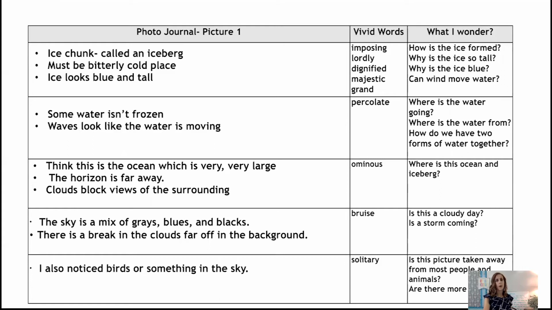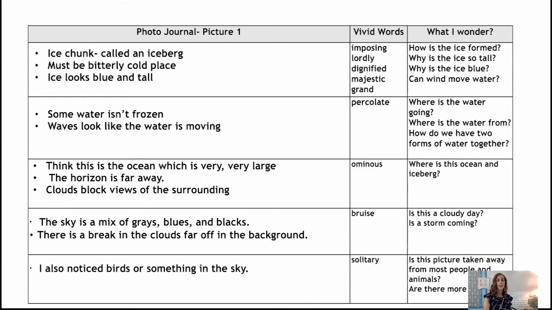Can wind move water? Some other key details I noticed were some water isn't frozen and the waves look like the water is moving. My vivid word for that was percolate or bubbling. And some questions I wondered about that part of the picture was, where is the water going? Where is the water from? How do we have two forms of water together, the frozen part with the part of the water that is moving?